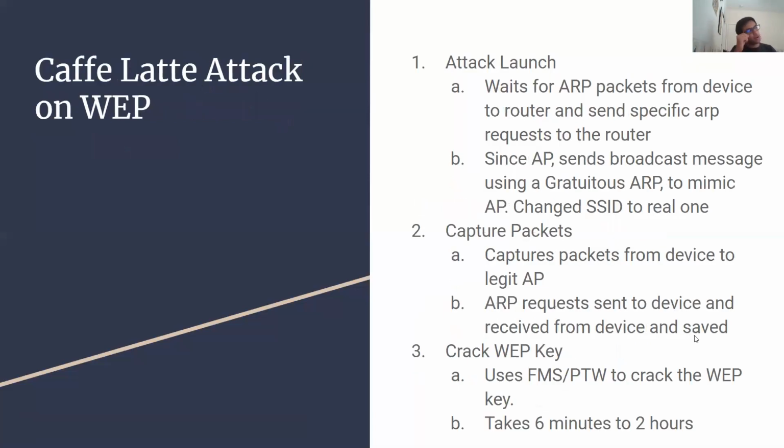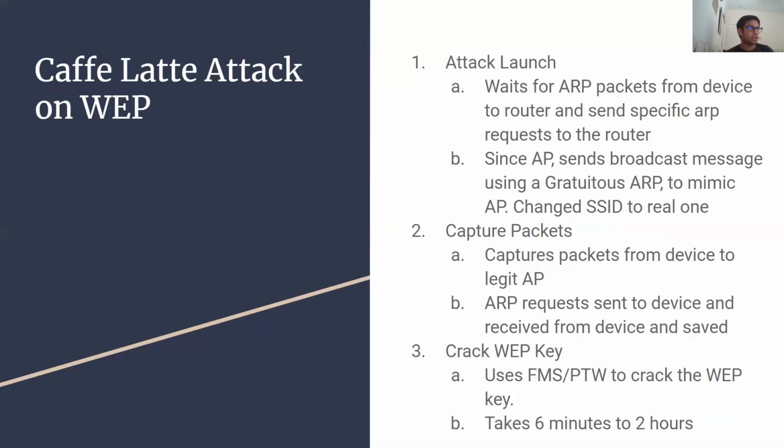So I'm going to describe a quick attack on WEP. It's called the Caffe Latte attack. There are basically 3 big steps. The first step is you launch the attack. First you would wait for ARP packets from the legit device to the router, and then send a specific ARP request to the router, formulating the source as the legit device.